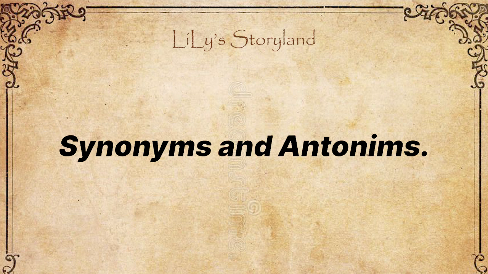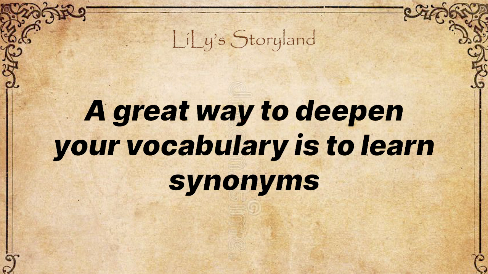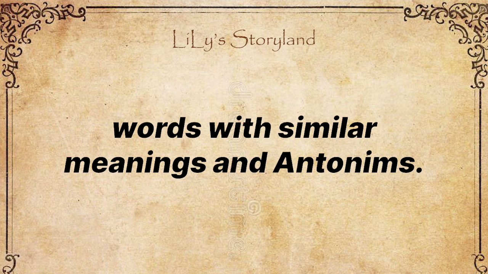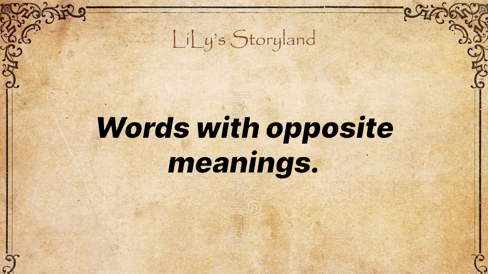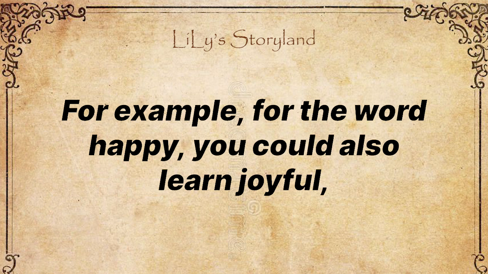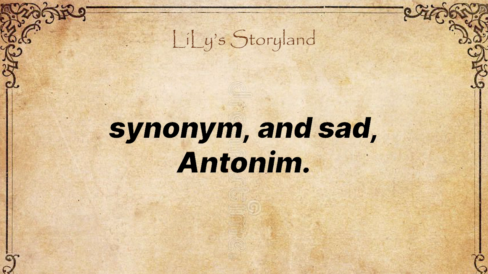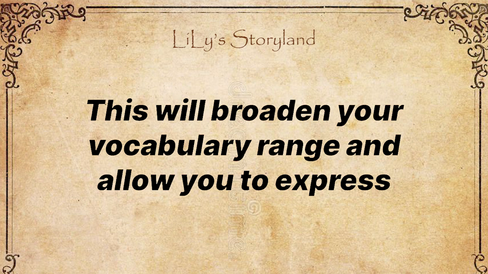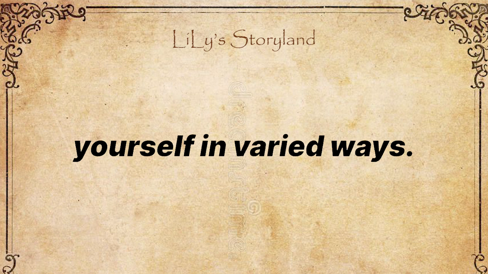Synonyms and antonyms. A great way to deepen your vocabulary is to learn synonyms, words with similar meanings, and antonyms, words with opposite meanings. For example, for the word happy, you could also learn joyful, synonym, and sad, antonym. This will broaden your vocabulary range and allow you to express yourself in varied ways.